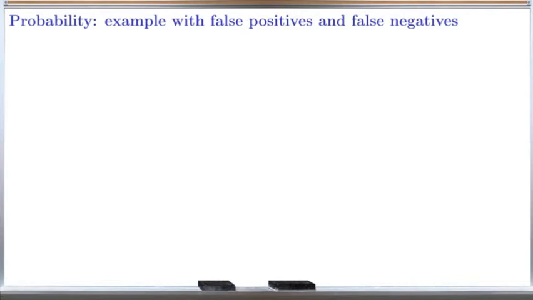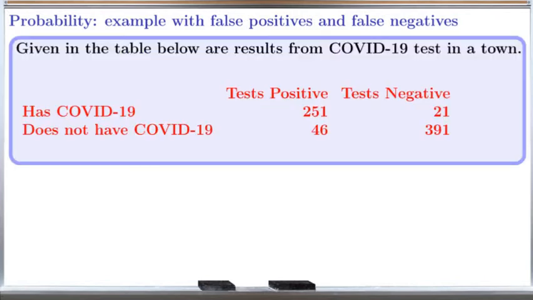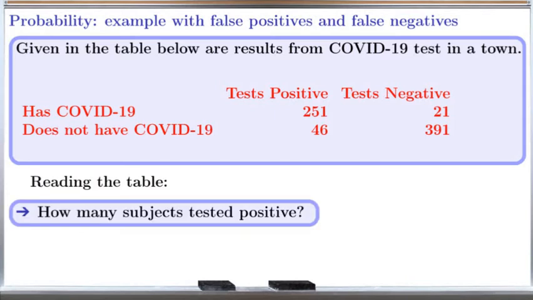Here I am going to talk about a probability example with false positives and false negatives. So let's look at the table here. Given in the table below are results from a COVID-19 test in a town. Now let's try to answer a few questions by reading the table. So the first question is, how many subjects tested positive?